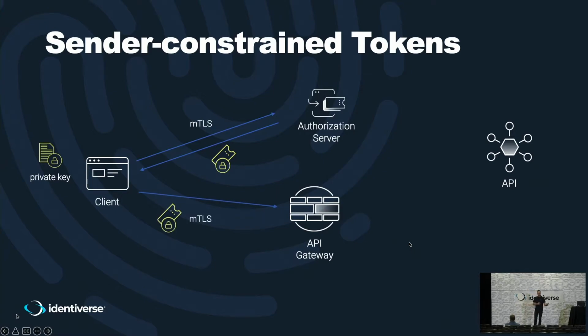When the client then uses this sender-constrained token, and sends it to the API gateway, we also establish a mutual TLS session with the same certificate from the client. Now the API gateway can check what certificate is used for the mutual TLS session, and it can compare that to the certificate thumbprint that is in the token. So now we know that, okay, I have a mutual TLS session with the client, and I have a token that is bound to that specific client.